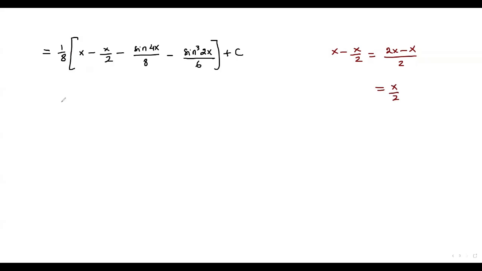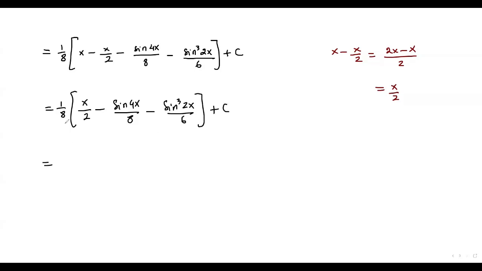So 1 over 8 times x over 2 negative sine 4x over 8 negative sine cube 2x over 6 positive c. Now we can distribute this 1 over 8 to all the terms inside the parentheses over here. When I distribute this 1 over 8 to this x over 2, I have to multiply the two numerators and two denominators. When I multiply this 1 and x, I'm just getting x. 8 times 2 is 16. And now we can take this negative sign as it is.